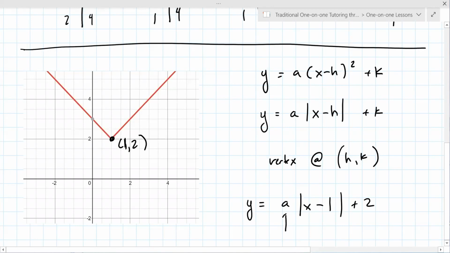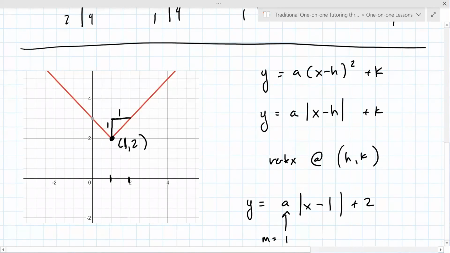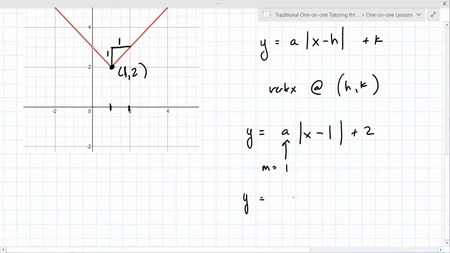Now, the way you find a, this is different than what you might see in class, is you actually calculate the slope of the line. What's the slope of this line? Well, you go up 1 and over 1. So this is the slope of the line. In this case, it's 1. You don't have to substitute a value in. You can, but it's faster to just look at the slope of the line. So it becomes 1 times x minus 1 plus 2.